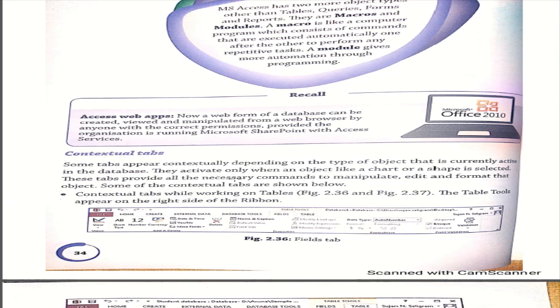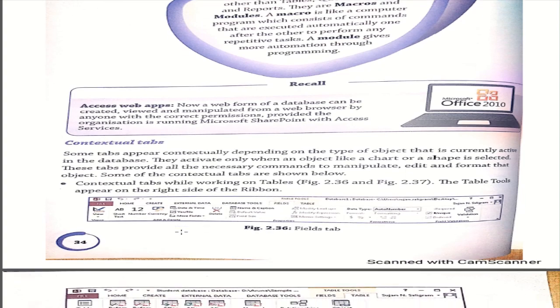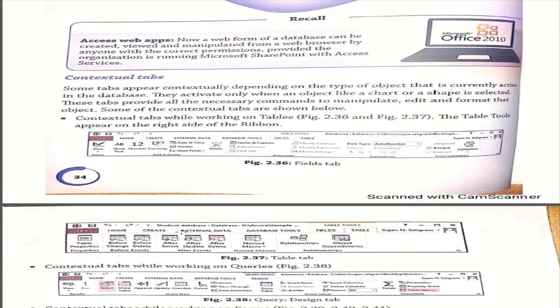Some tabs appear contextually depending on the type of object that is currently active in the database. They are active only when an object like a chart or shape is selected. Okay, so this is the contextual tab. You can see in the figure that all the information is stored.